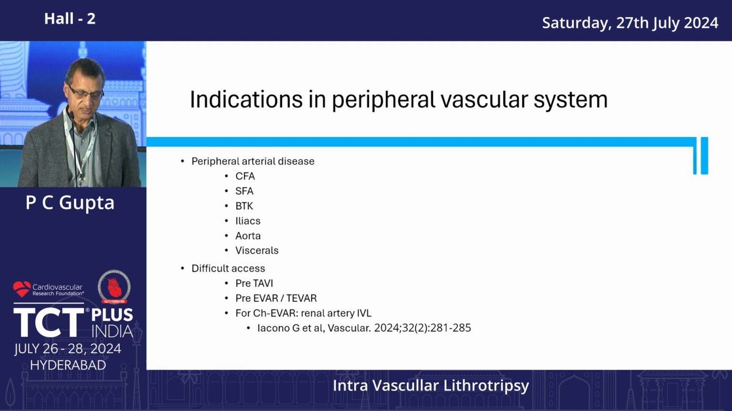So where do we use this? In the peripheral arterial system, of course, we use it for almost all the vascular beds: the aorta, the iliacs, SFA, tibials. Even there have been reports of this being used in the renal and the SMA. In difficult accesses, pre-TAVI, pre-EVAR or TEVAR, and there is a case report published very recently for a chimney EVAR where, in the right renal artery, before putting the chimney, the calcium was broken using IVL.